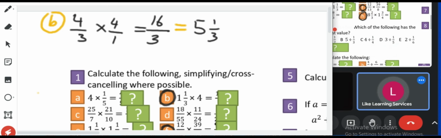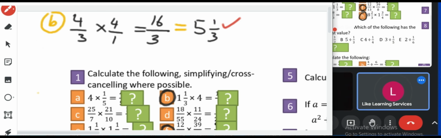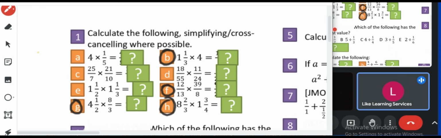5 whole number 1 over 3. Okay, cool. So let's look at F. 12 over 13 times 39 over 8.